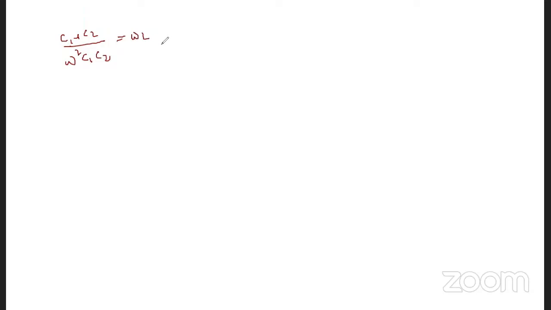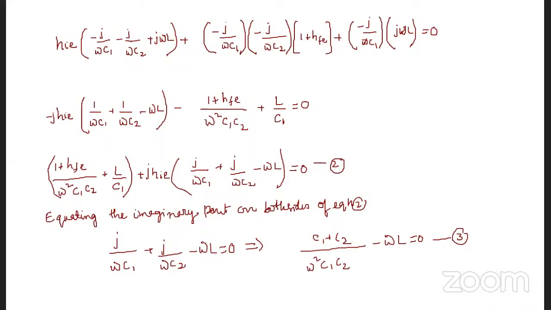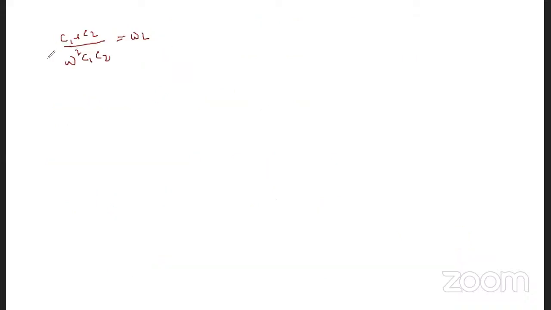So C1 plus C2 is equal to what you'll get? Sorry, here it is not omega square, it is only omega. We have taken the LCM of omega C1 and omega C2. So here we'll get only omega C1 C2, so it will be C1 plus C2 by, not omega square, here it is omega.